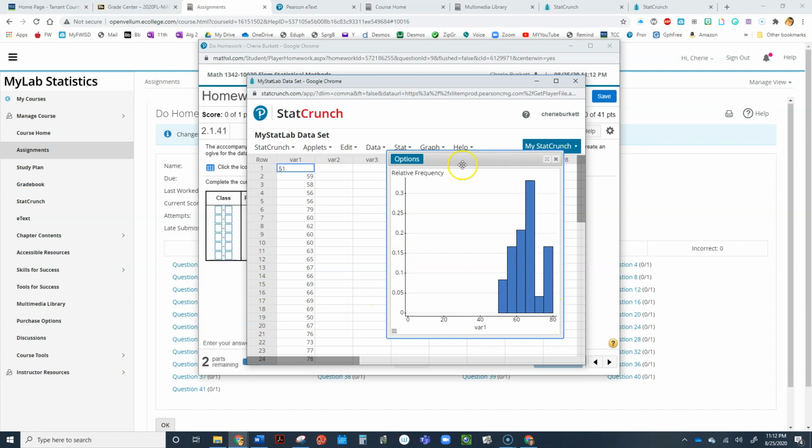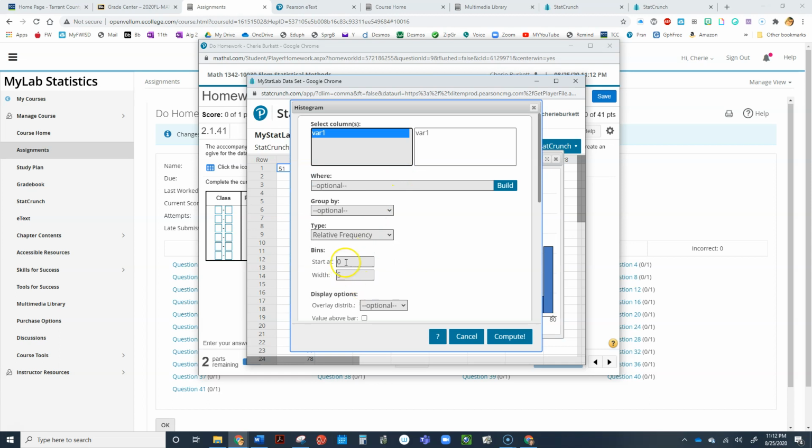So you could cancel it out, or you could even edit it and go back and do it again. This time I don't want to start at 0. What's my smallest number? I don't know. Let's say it's 45. I'm just guessing.